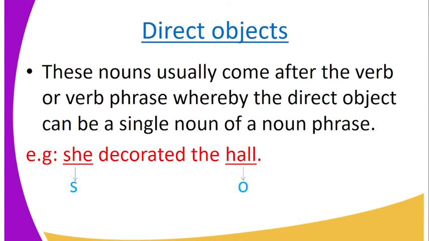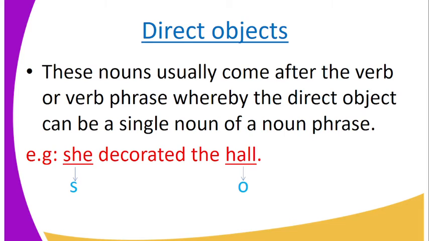So we have two different types of objects. We have direct objects and indirect objects. Let's start with direct objects. These are nouns which usually come after the verb or verb phrase, whereby the direct object can be a single noun or a noun phrase. So that object receives the action directly.